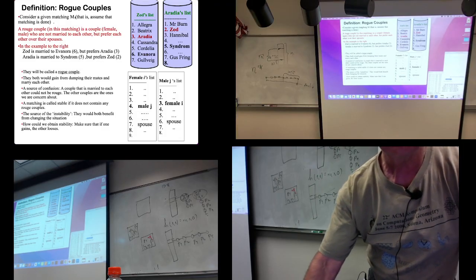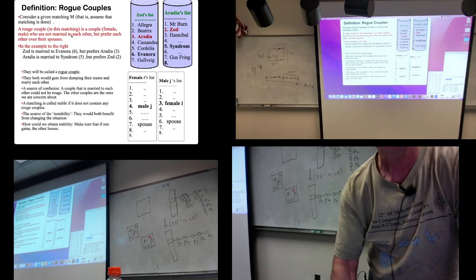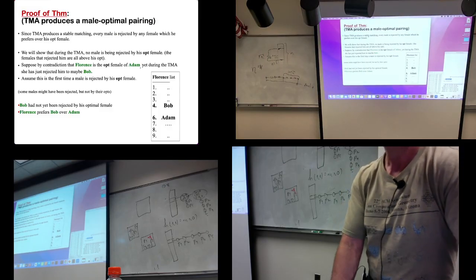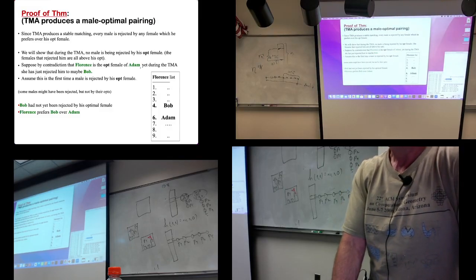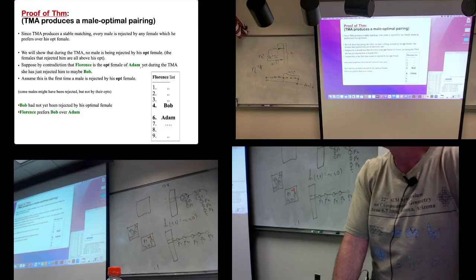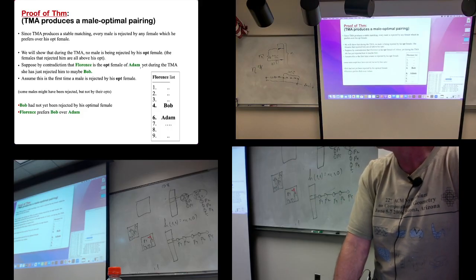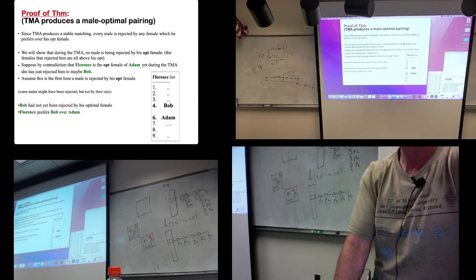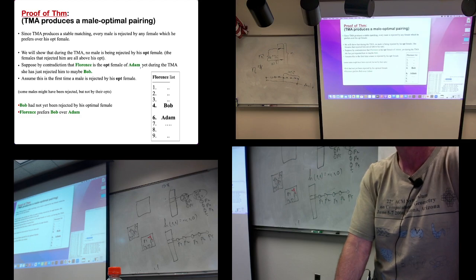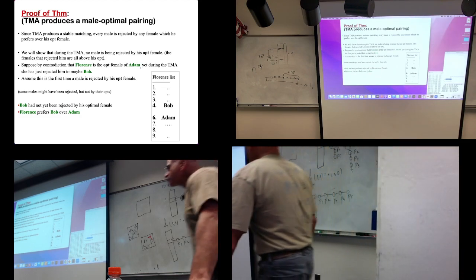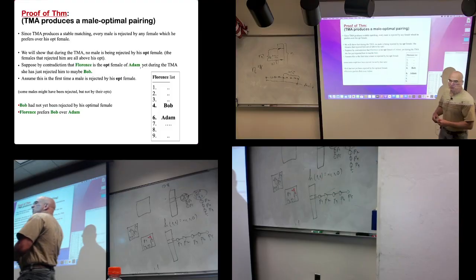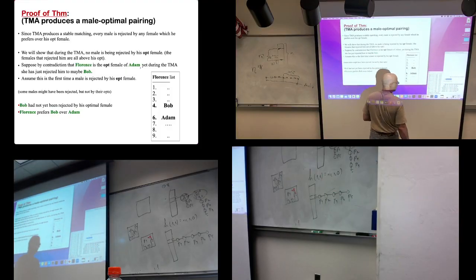And we discussed the TMA, the traditional marriage algorithm. And for the TMA, we want to argue that it produces a male optimal matching. What was the optimal definition? Optimal, it's good enough that I'll write it.